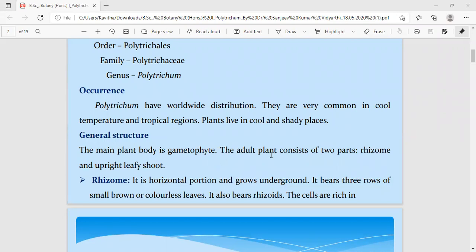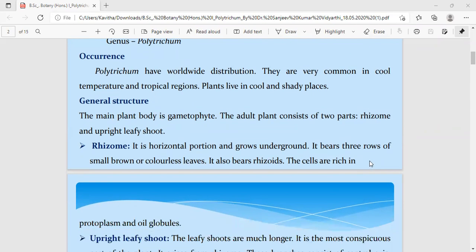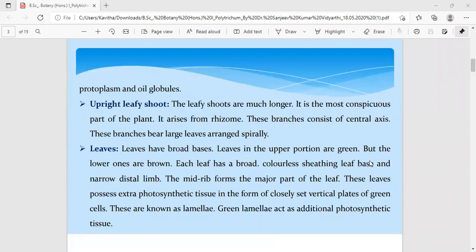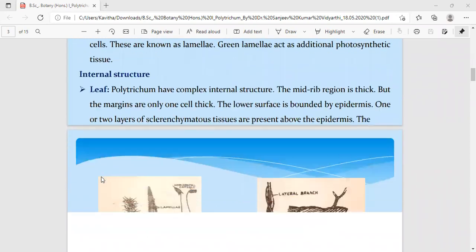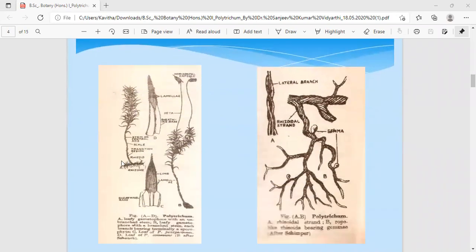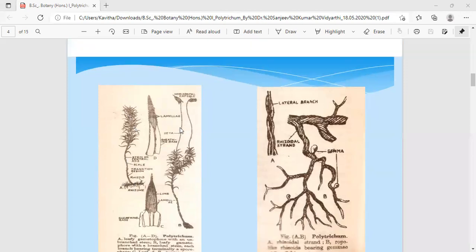Next, the plant consists of two parts. Here we can differentiate the plant into two parts, which are the rhizome and the upper leafy shoot. You can see here the structure of a Polytrichum. I am differentiating this into two parts: this is the basal rhizome and this is the upright leafy shoot.